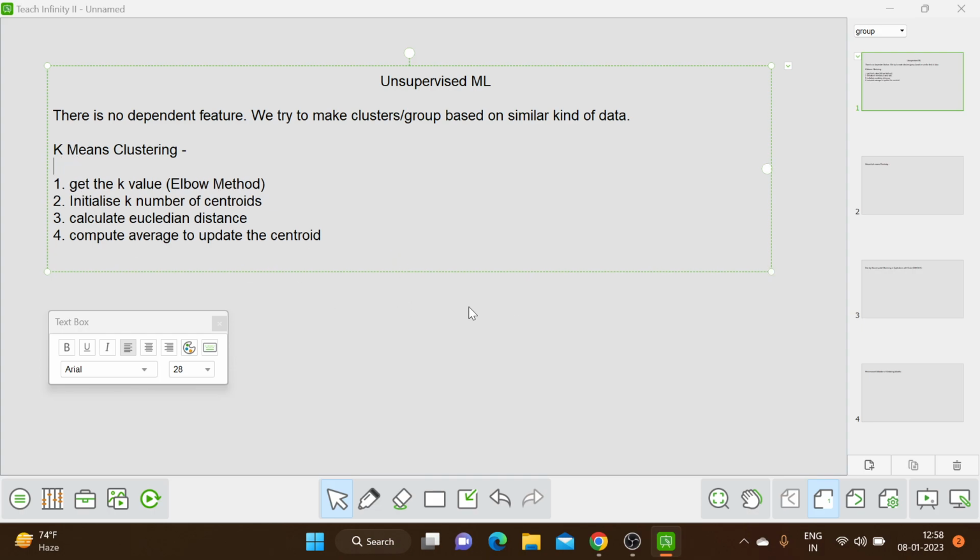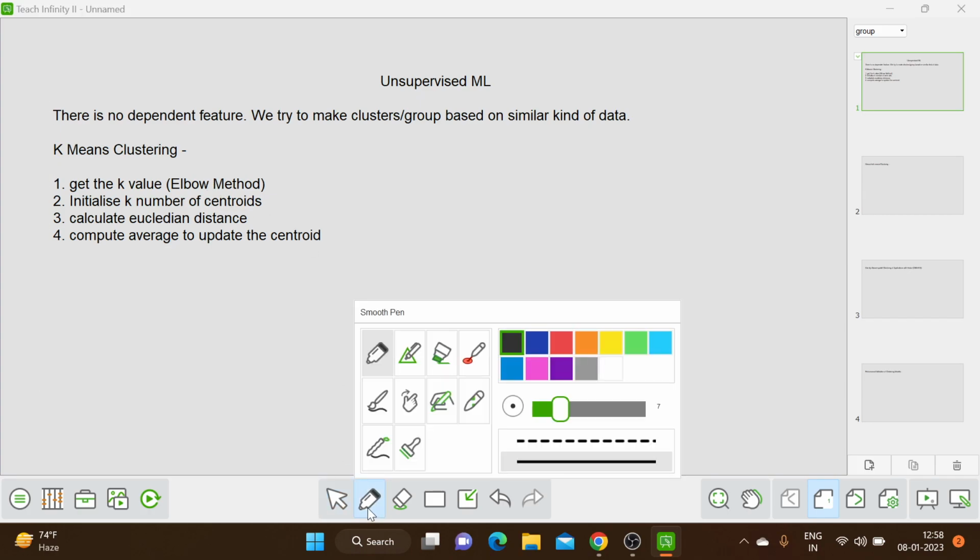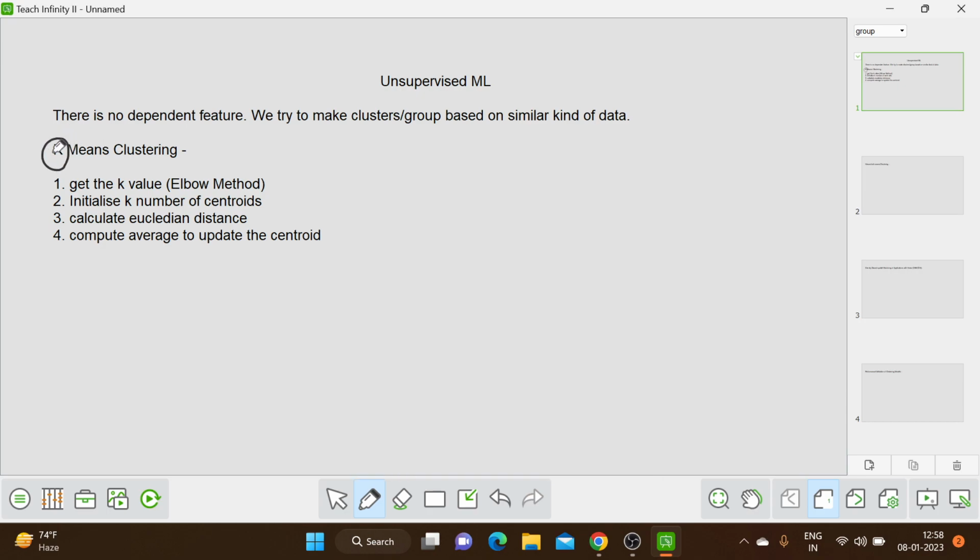Okay. Now, k is a parameter and it is also termed as centroid. K is also termed as centroid. K-means clustering means based on the centroids we will try to cluster. So don't confuse it with k nearest neighbor. It is an unsupervised ML model.